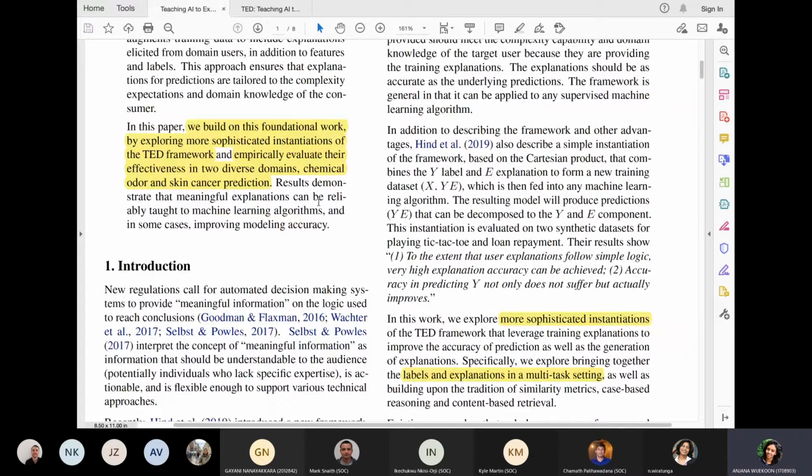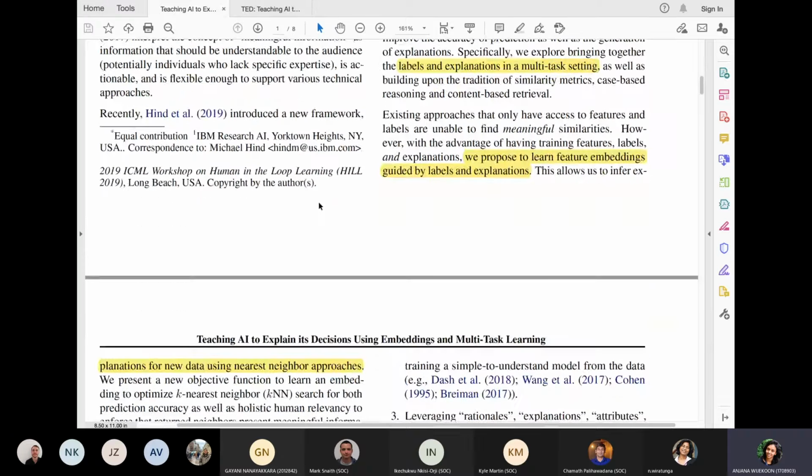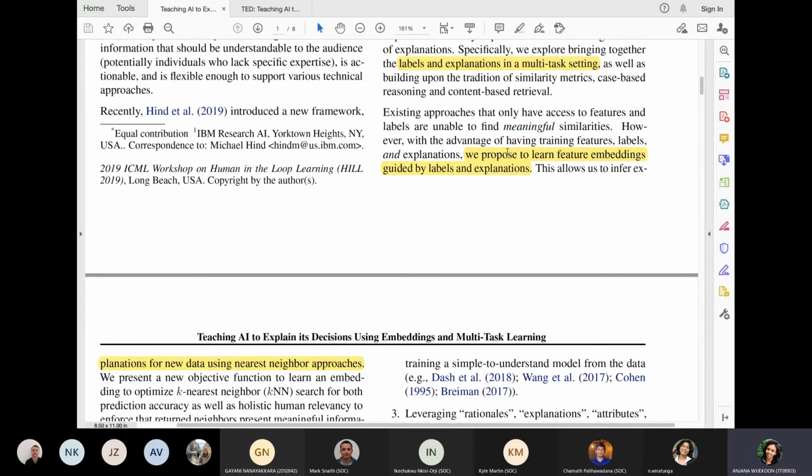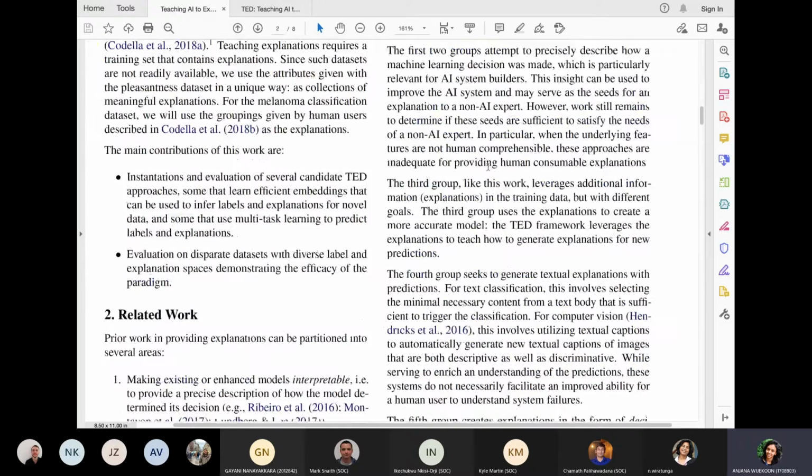Here they basically talk about how they instantiated this multitask learning approach, where they learn the multitask learner, or the embedding for the multitask learner, in a way which we are familiar with, I thought, with something very similar to the metric learning losses. So I think it'll be more interesting here. What they propose is to learn feature embedding guided by labels and explanations in a multitask setting.